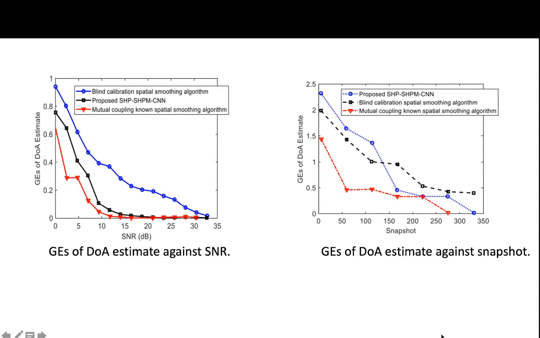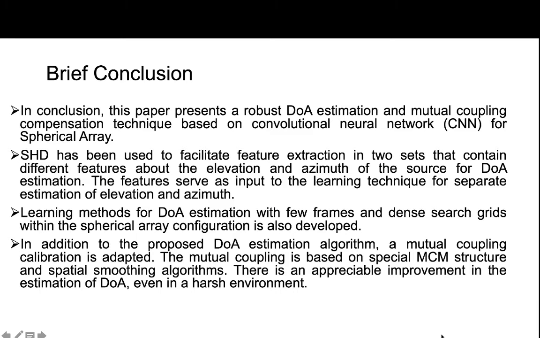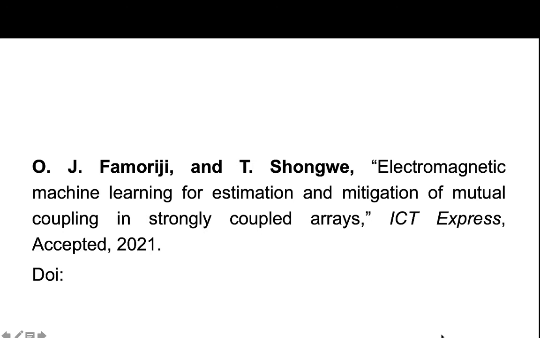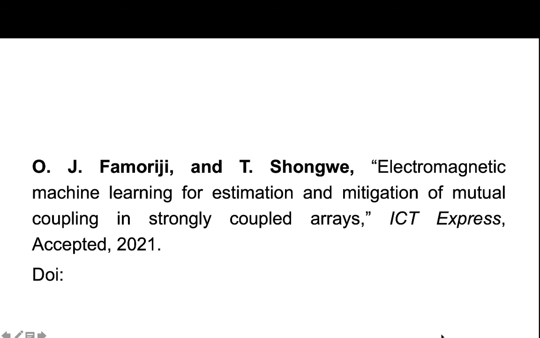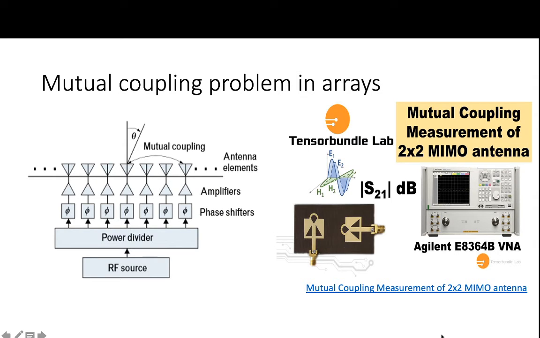Furthermore, I would like to present the second paper, which was recently accepted in ICT Express. It is about electromagnetic machine learning for estimation and mitigation of mutual coupling in strongly coupled arrays. The mutual coupling problem has been in existence for years, and a lot of work has been done to reduce this problem.